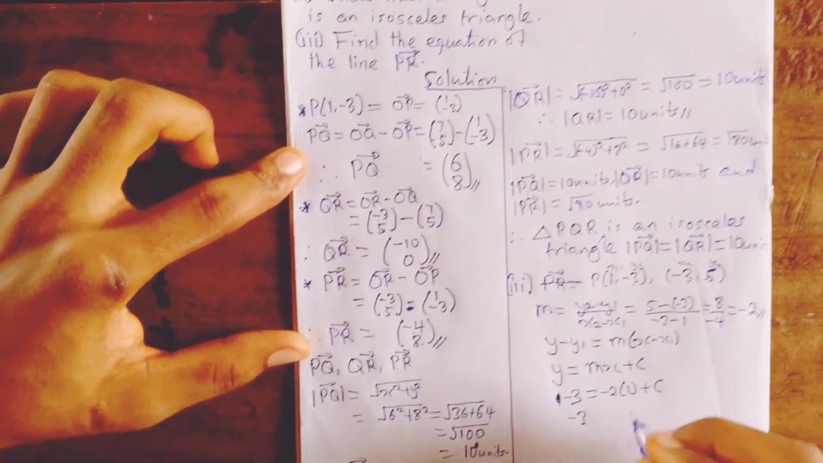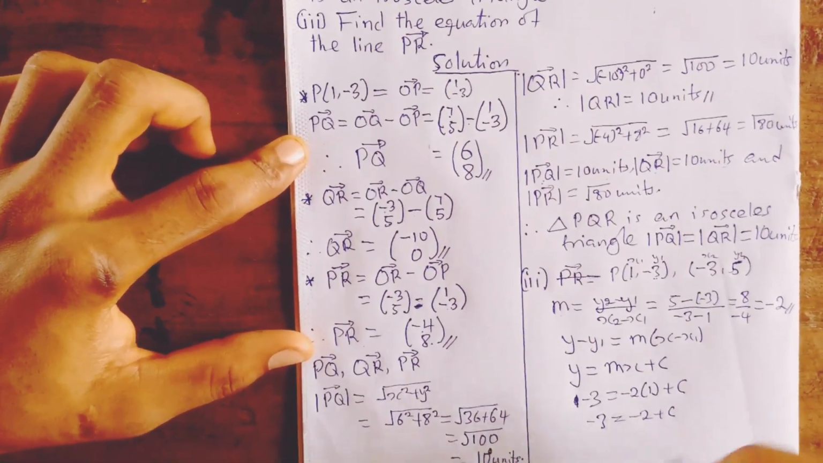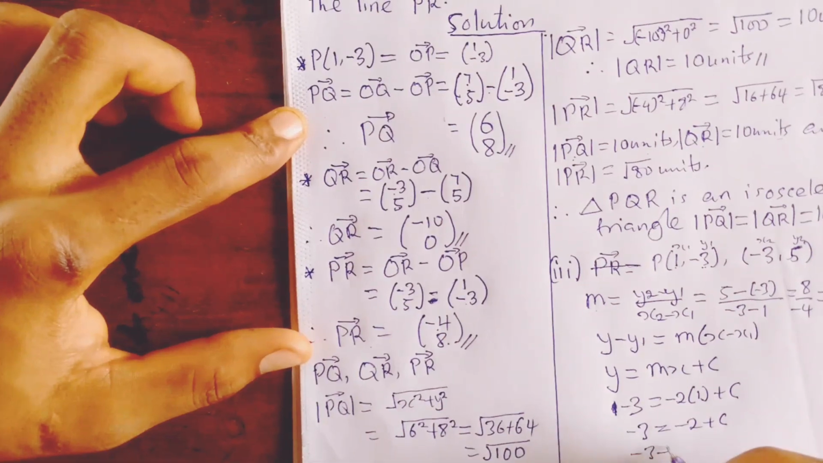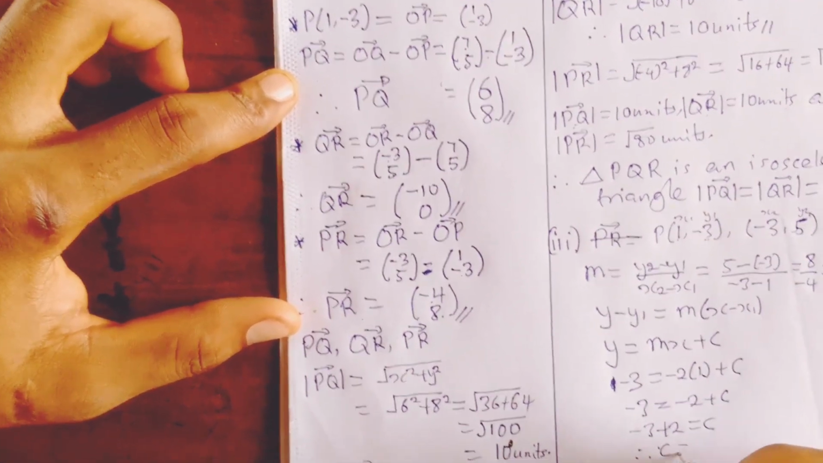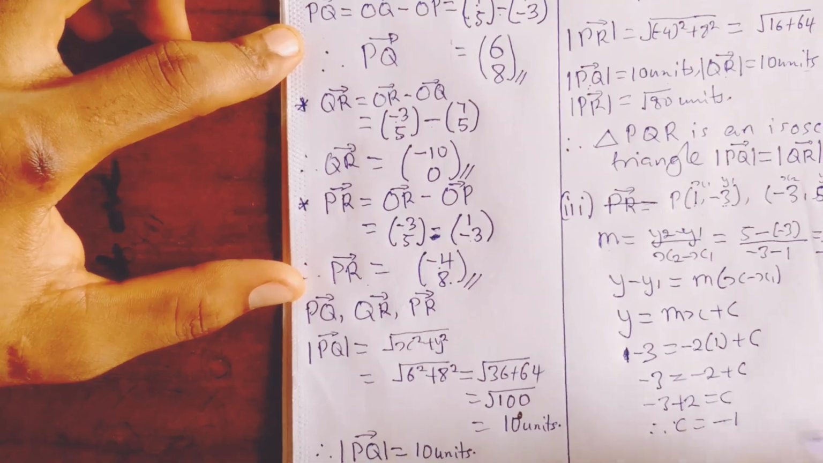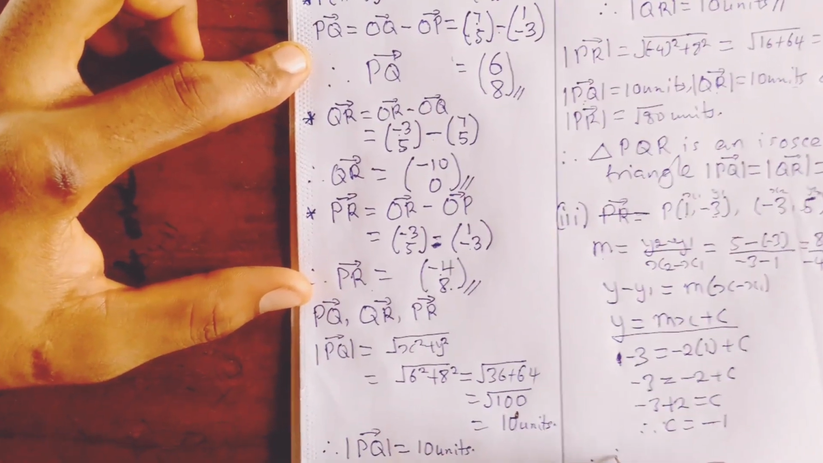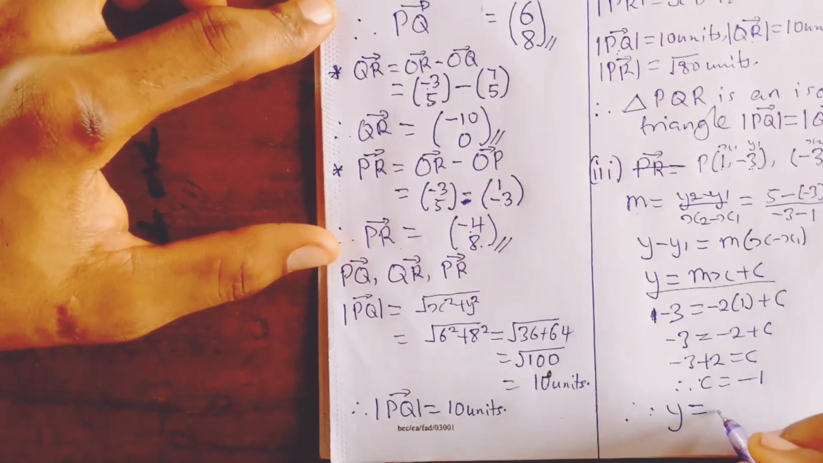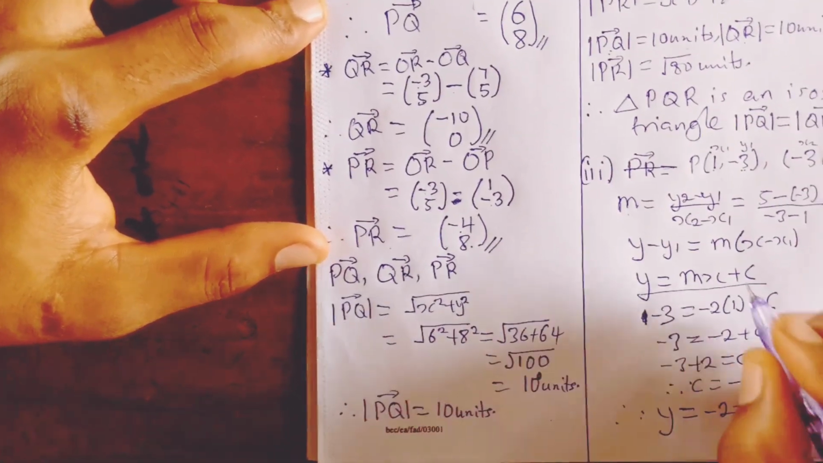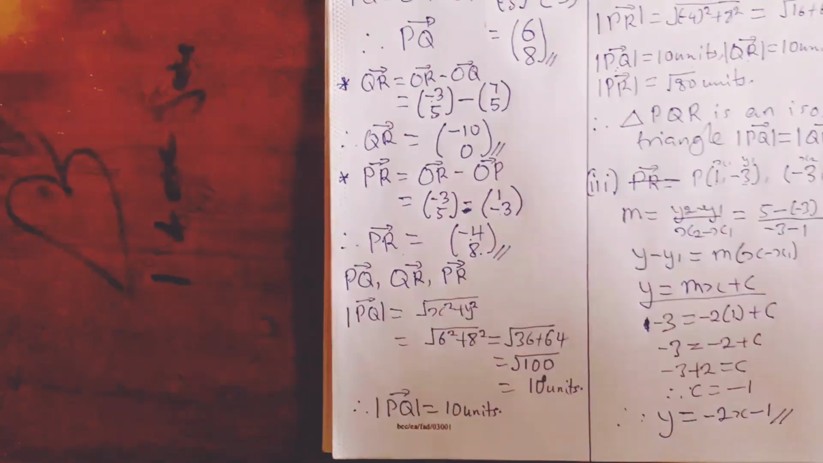So negative 3 is equal to negative 2 plus c. So negative 3, this will come plus 2, is equal to c. Therefore, c is equal to negative 1. So I will now put it back into this equation. Therefore, the equation will give me y is equal to negative 2x, minus 1. Hence, this is the equation of the line.